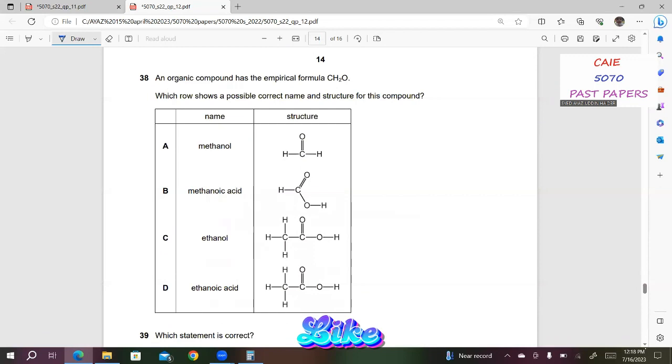38. An organic compound has an empirical formula CH2O. Which row shows a possible correct name and structure for this compound? Methanol. The structure of methanol is wrong. So A is wrong. B, methanoic acid. Structure is correct. What about the empirical formula? Let's see the empirical formula. Is it CH2O? No, this is not CH2O. This is CH2O2. So this is also incorrect.